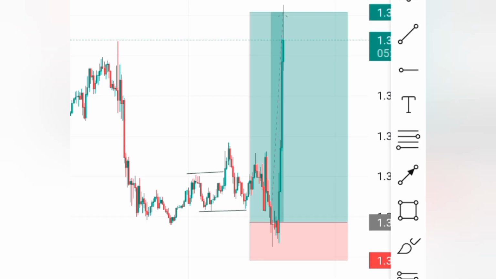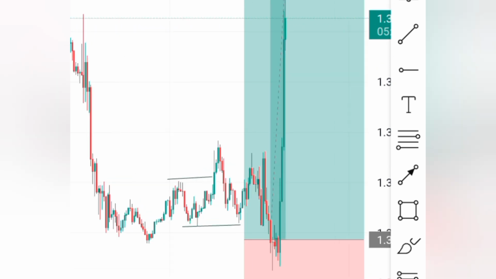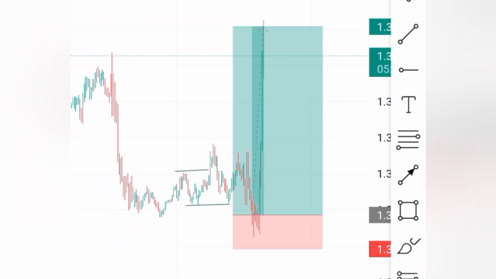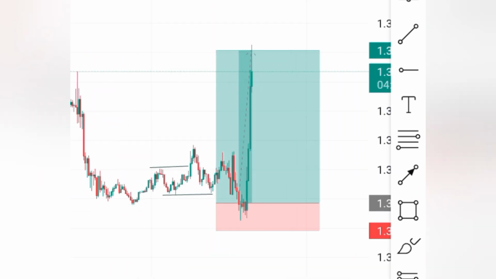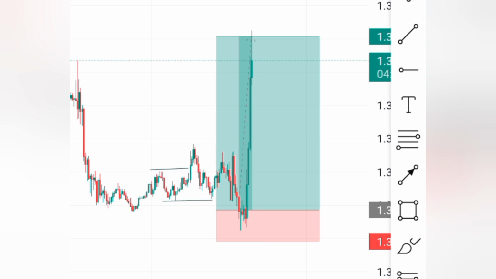It has really moved almost 100 pips, even after posting in groups for people to trade this. So now I want to show you how we were able to get that trade to that moment. It was here.